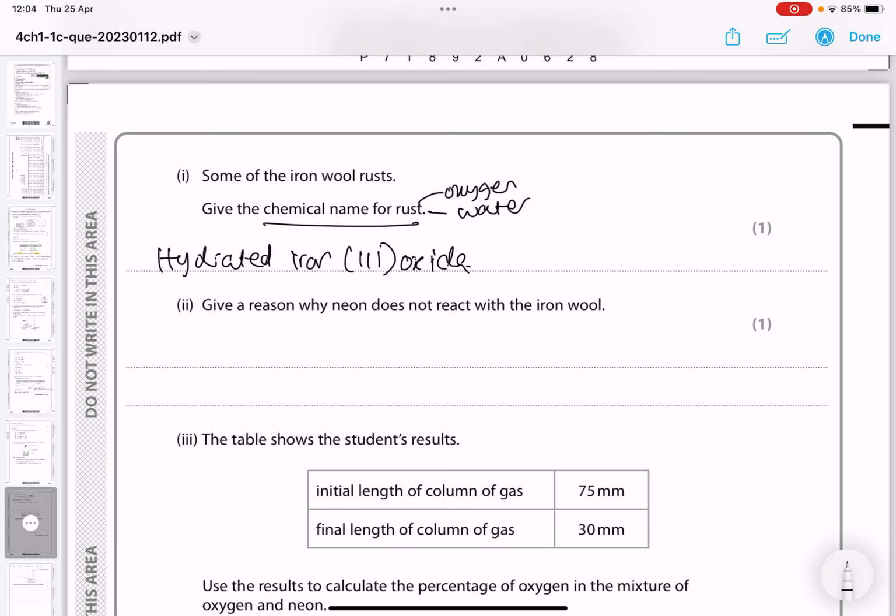Give a reason why neon does not react with the iron wall. Okay, so neon, you have to remember, it's in group 0, group 8, okay? So that means if you write the electronic configuration of neon, it's 2.8. So that means it has a full outer shell, which means that it's inert, it's unreactive. So the real reason why neon does not react with the iron wall is because neon has a full outer shell.